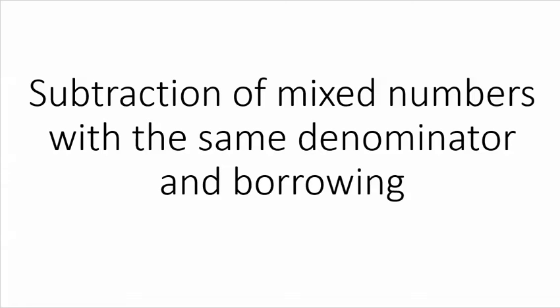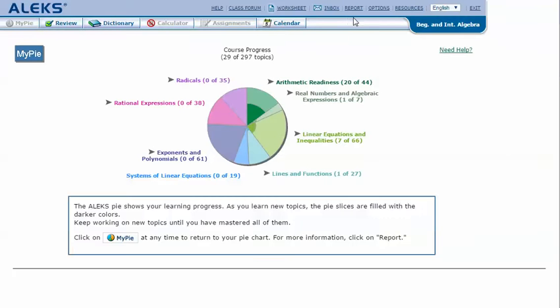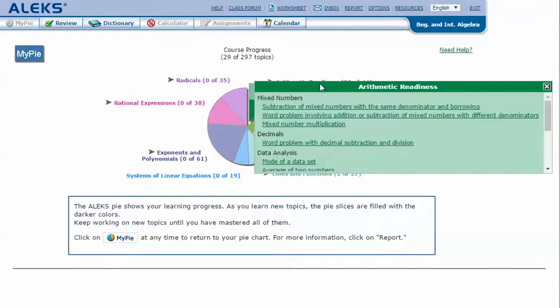Subtraction of mixed numbers with the same denominator and borrowing. In your ALEKS Pi, mouse over the green slice, Arithmetic Readiness, to reveal the drop-down list of topics you need to cover. Click on Subtraction of mixed numbers with the same denominator and borrowing.